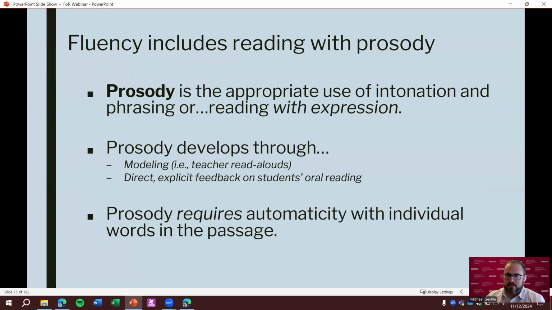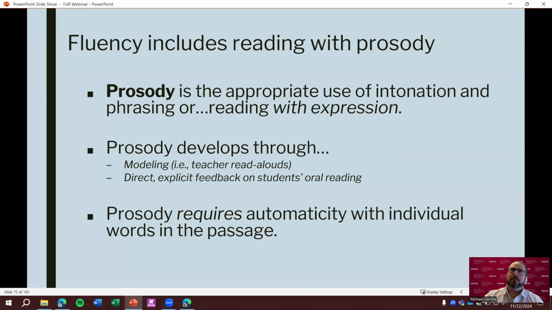On the other side of the automaticity piece is prosody. Prosody is the appropriate use of intonation and phrasing, and this is also known as reading with expression. Like I said before, it's mostly developed through modeling, but you can also teach it explicitly. So there are things you can do with prosody, like you put a sentence out and you underline the phrases in the sentence to help the students see how you would naturally phrase it. You first read the sentence and model it, and then you become aware of your own phrasing when you naturally read it, because we often don't spend any time thinking about our prosody. It just comes out naturally.